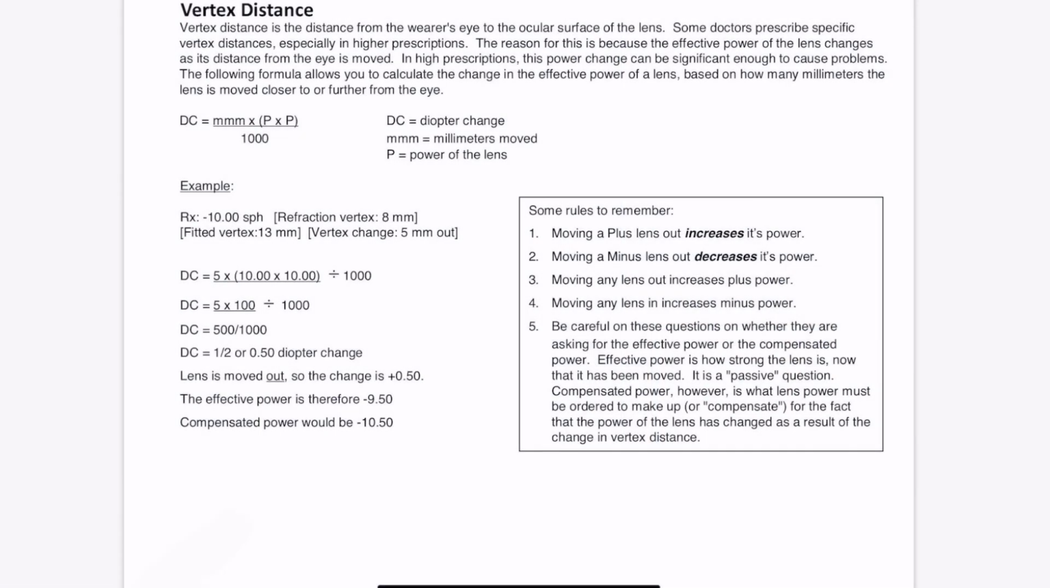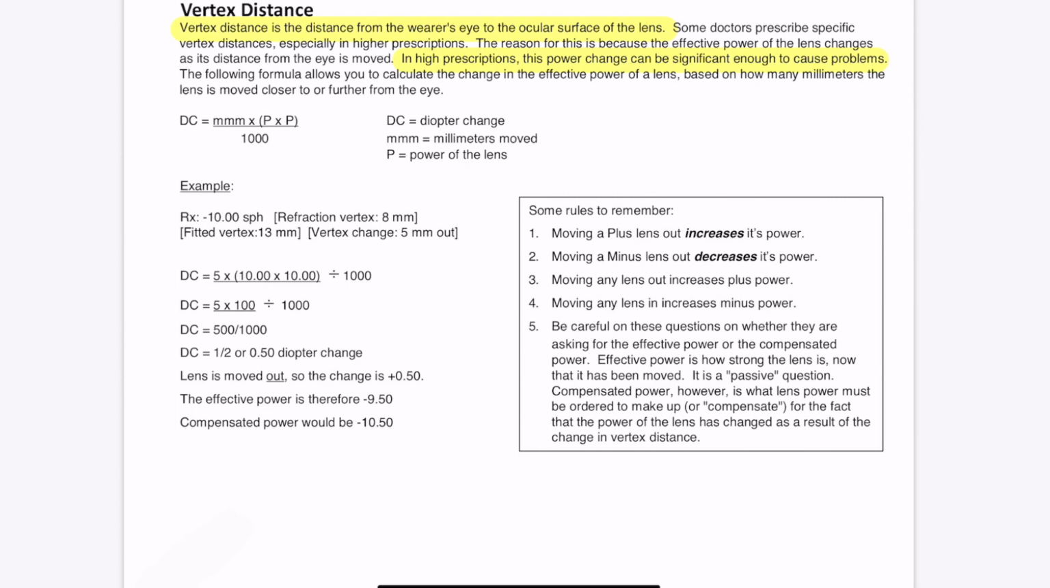Let's talk about vertex distance. Vertex distance is simply the distance from the wearer's eye to the ocular surface of the lens. Now, some doctors are going to prescribe specific vertex distances, especially with higher prescriptions. The reason for this is because the effective power of the lens changes as the distance from the eye is moved. In high prescriptions, this power change can be significant enough to cause problems.